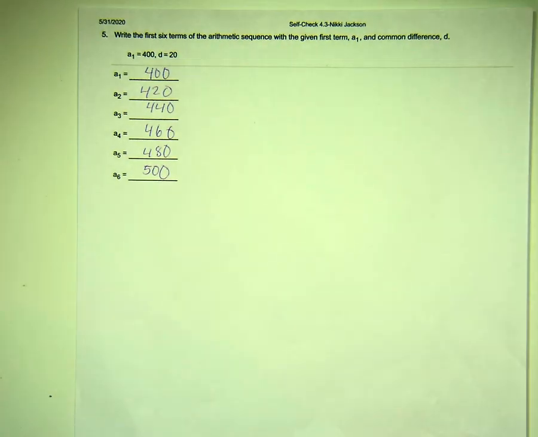Here's your last example from Self-Check 4.3. This is also dealing with the arithmetic sequence, except for this time it's not asking for the sum, it just wants to know the first 6 numbers. So notice how your first term is 400 and your constant is 20. Remember, by the definition of arithmetic sequence, you're either going to add or subtract to find your next term. Because this is a positive 20, we're going to add.